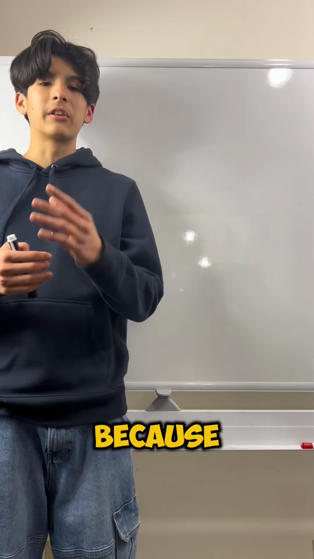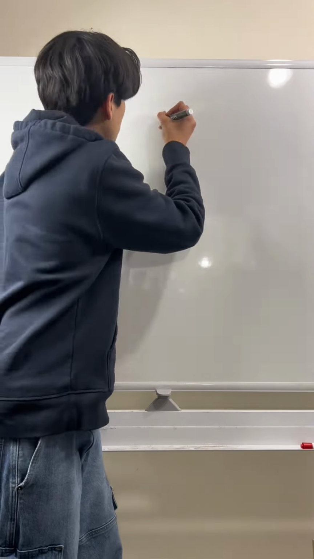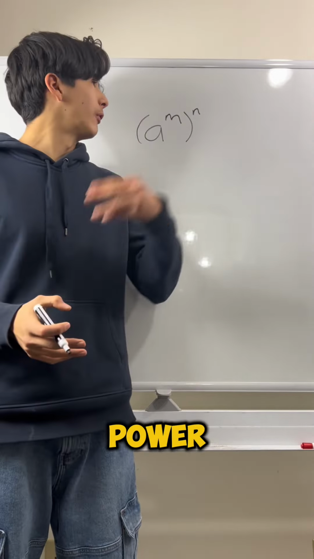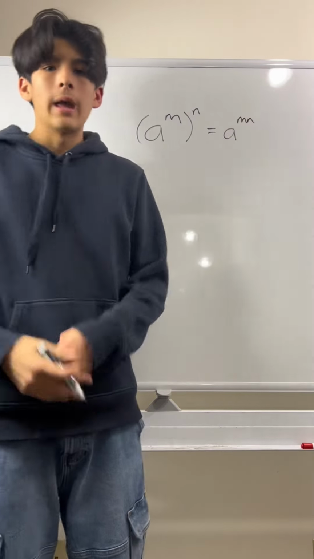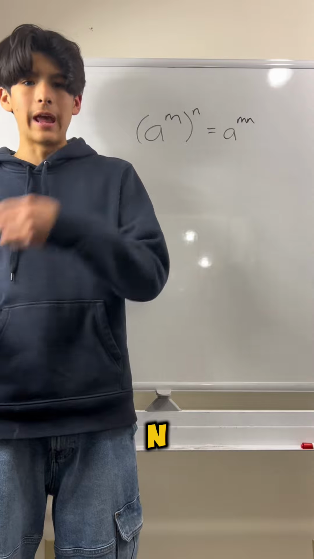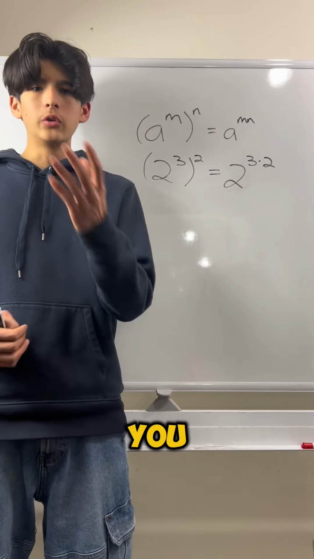And that is because of one of our really handy exponent rules, which says that a to the power of m to the power of n equals a to the power of m times n. And if you were to apply it to the question I just gave you, you would see why.